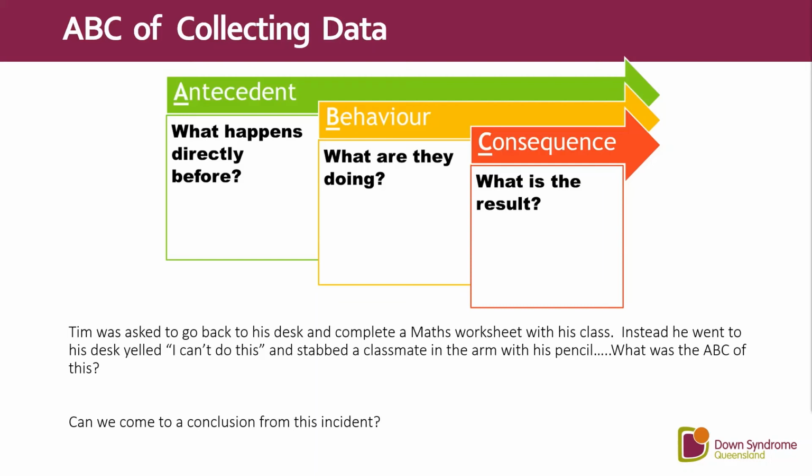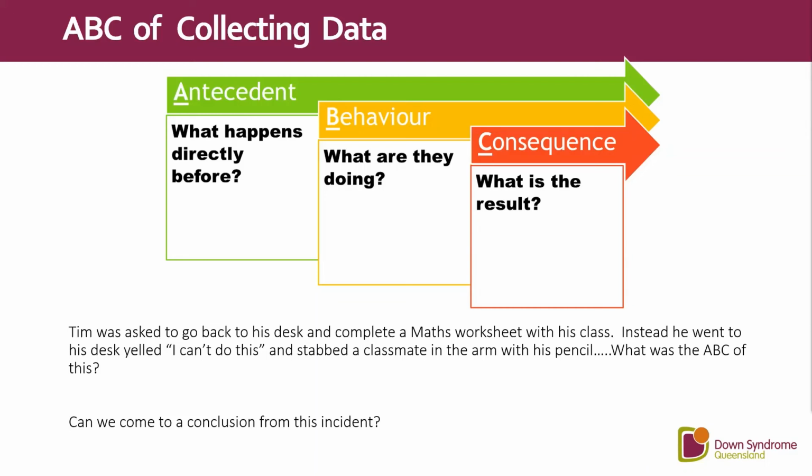So, for example, Tim was asked to go back to his desk and complete a maths worksheet with his class. Instead, he went to his desk and yelled, "I can't do this," and stabbed a classmate in the arm with his pencil. What was the ABC of this? Can we come to a conclusion from this incident?